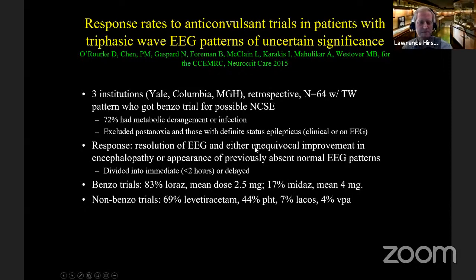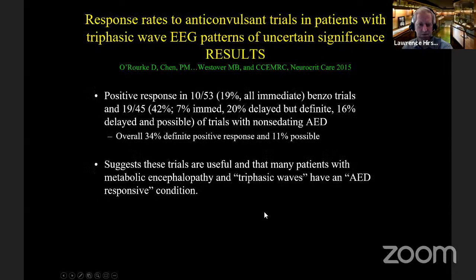And the response was defined just like you heard, positive response. You had to have not just the EEG pattern going away, but you had to have clinical improvement or a marked improvement in the background EEG. And some were benzodiazepines and others were these non-sedating drugs. And they gave the results separately.